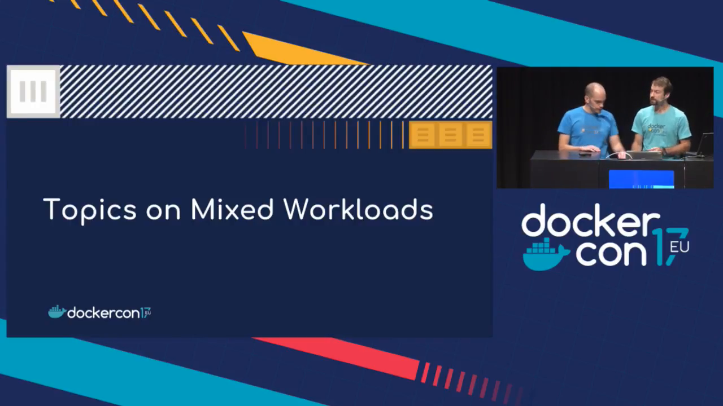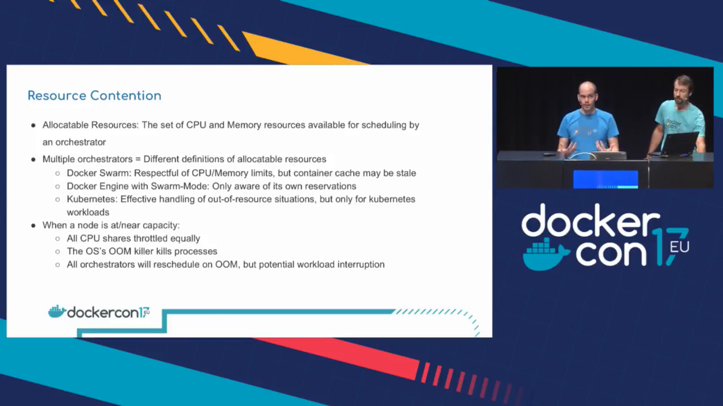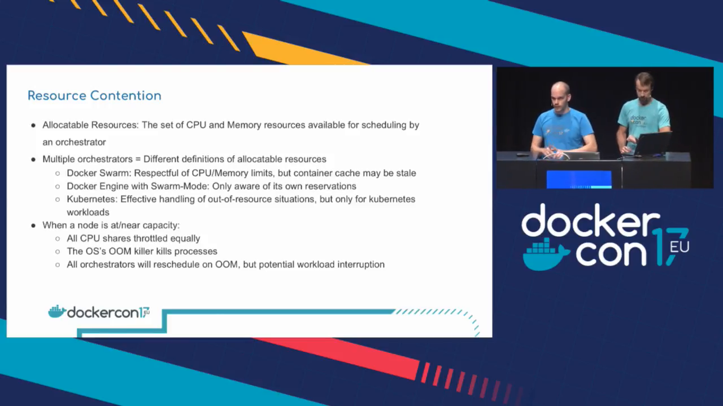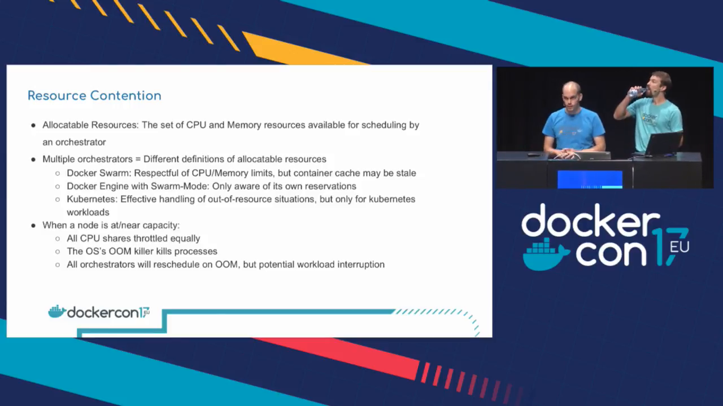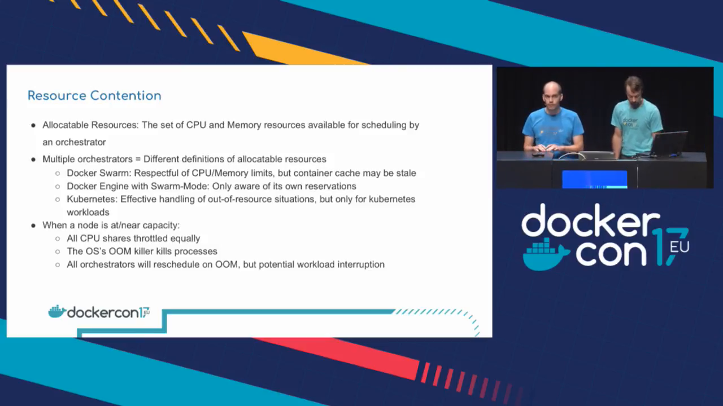All right, let's touch on some topics regarding mixed workloads. So the first one of which is resource contention, specifically what happens when we have multiple orchestrators operating on the same nodes. To get there, let's first talk about what it means to have allocatable resources. The set of allocatable resources is the set of CPU and memory that are perceived to be available for scheduling by an orchestrator. When you have multiple orchestrators operating on the same node, that means that you have different definitions of which resources are allocatable in a node at the same time.